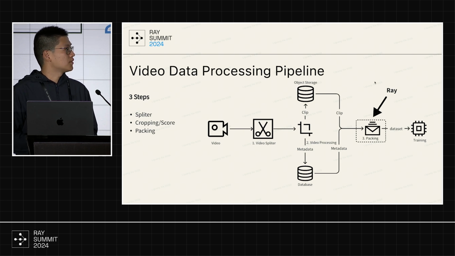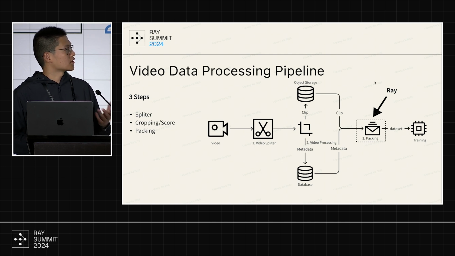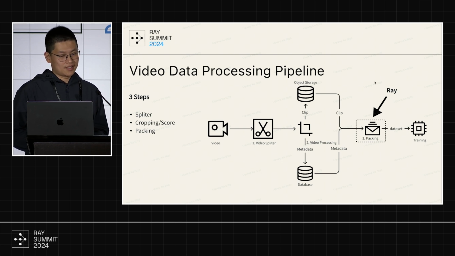In the next step, it's called packing. In this step, we are using Ray to empower our packing step. Basically, we select the clips that we want, and then put the clips from the object store and the metadata into a packet file. This packet file will be used for our training in the last step.